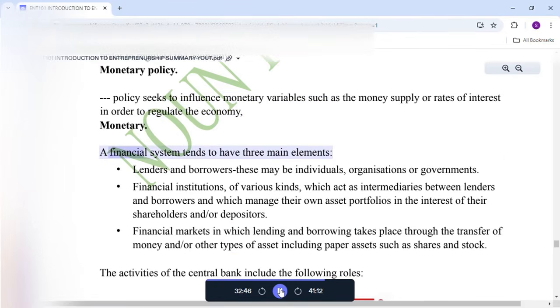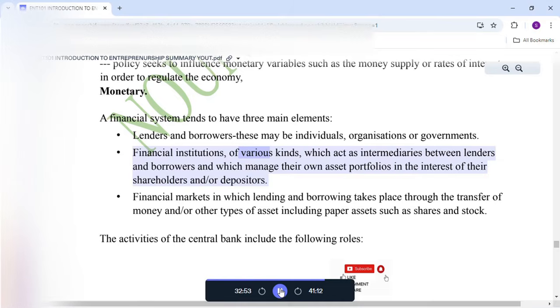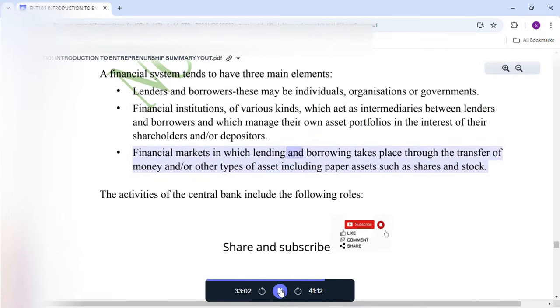A financial system tends to have three main elements. Lenders and borrowers. These may be individuals, organizations, or governments. Financial institutions, of various kinds, which act as intermediaries between lenders and borrowers and which manage their own asset portfolios in the interest of their shareholders and/or depositors. Financial markets in which lending and borrowing takes place through the transfer of money and/or other types of asset including paper assets such as shares and stock.